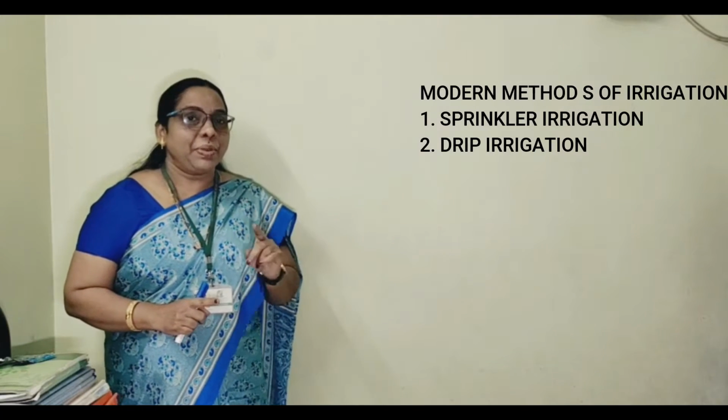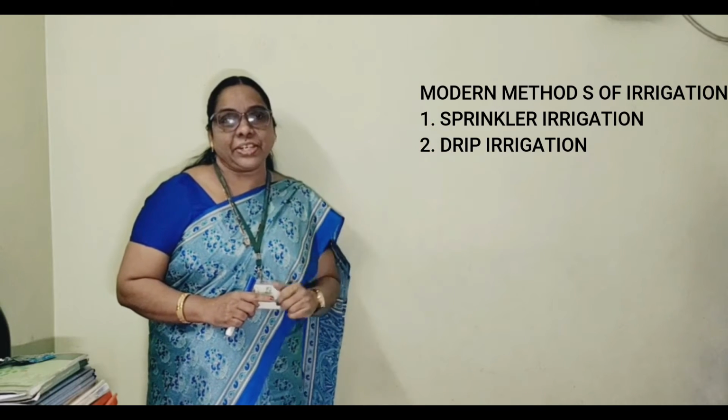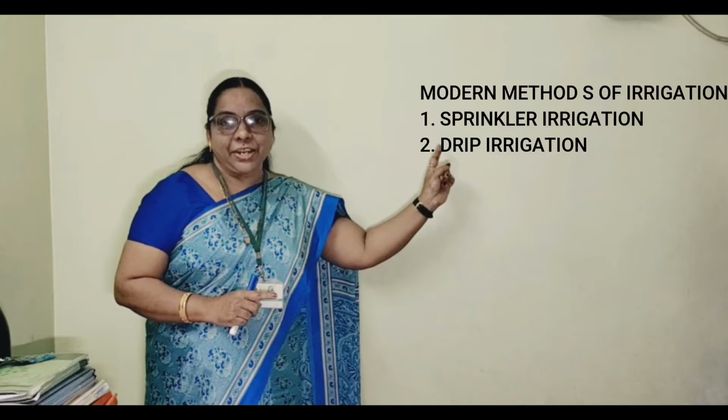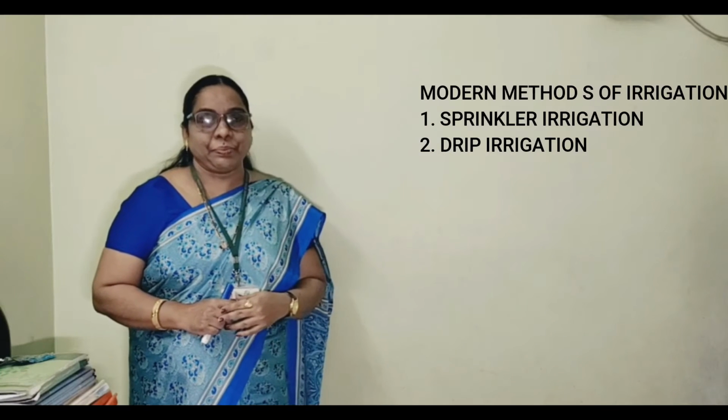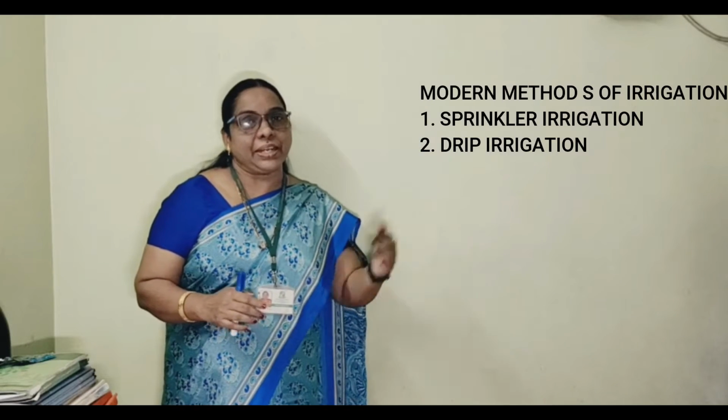Under that there are two modern methods. The first one is sprinkler irrigation and the second method is the drip system or drip irrigation. So let me start with the first system, that is sprinkler irrigation.